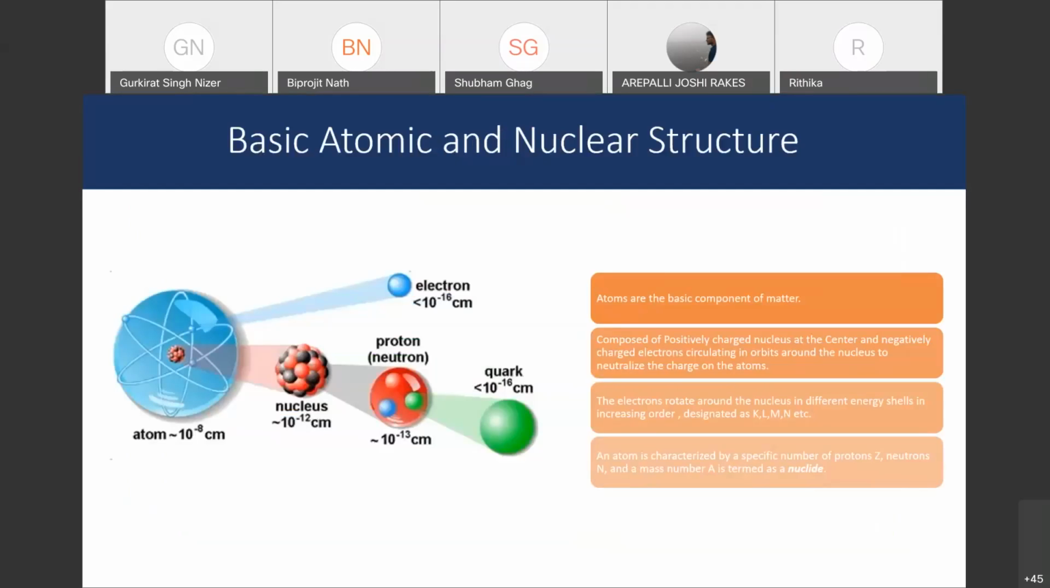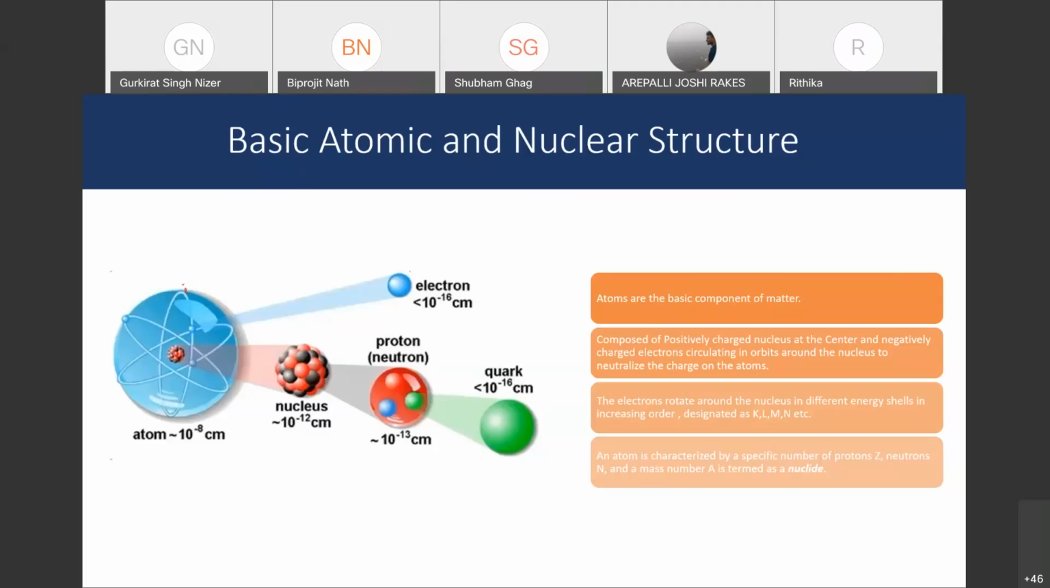Now we all know that atoms are the basic components of matter, and we know that atoms are composed of a positively charged nucleus at the center and negatively charged electrons revolving around the nucleus in circular orbits, to neutralize the charge of the atom. These electrons rotate around the nucleus in different energy shells in increasing order of energy, which we designate as the K shell, the L shell, the M shell, the N shell, and so on.